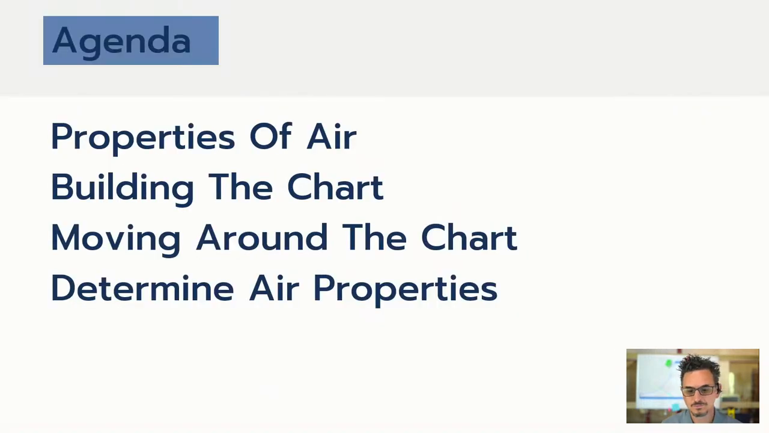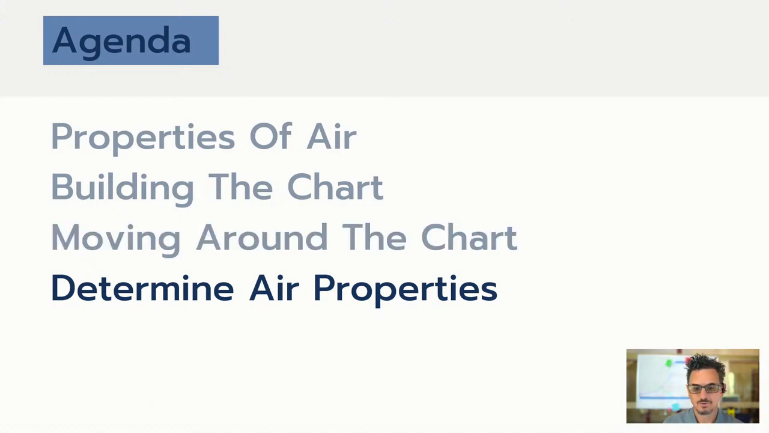Okie dokie. So, we looked at the properties of air. We simulated building a psychrometric chart. We looked at processes of psychrometrics: heating, cooling, humidification, dehumidification, and combinations thereof. And we looked at determining air properties.